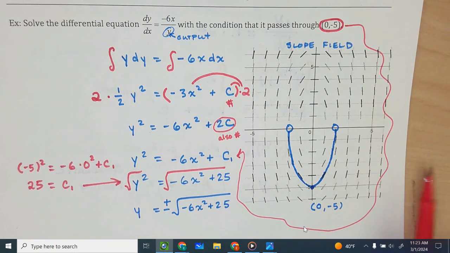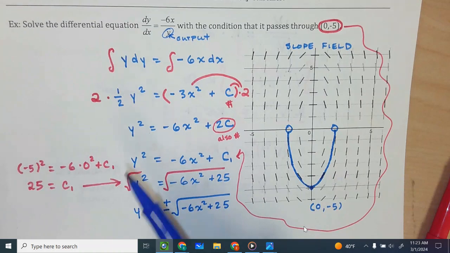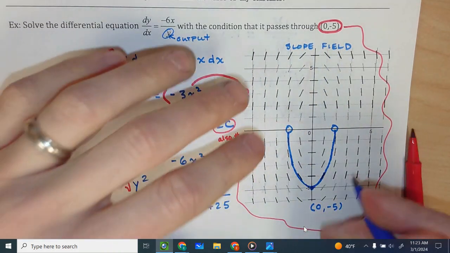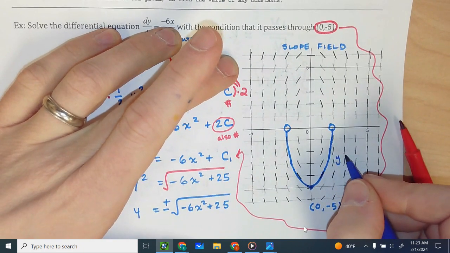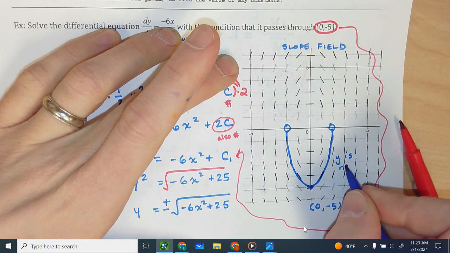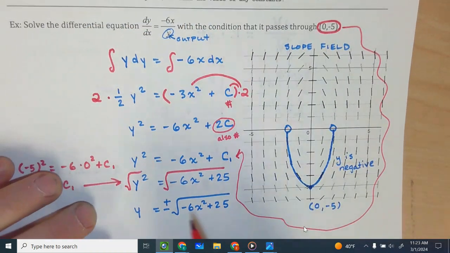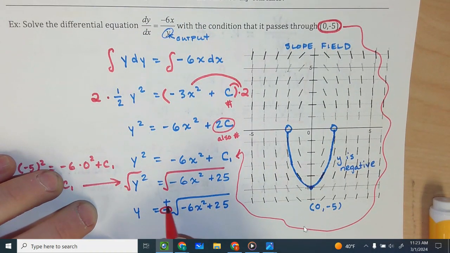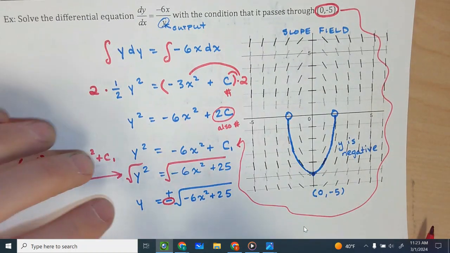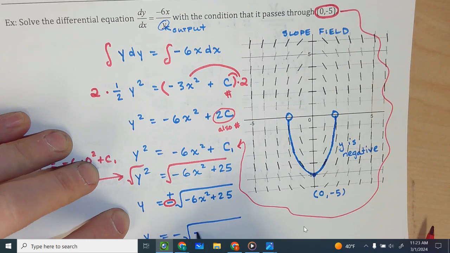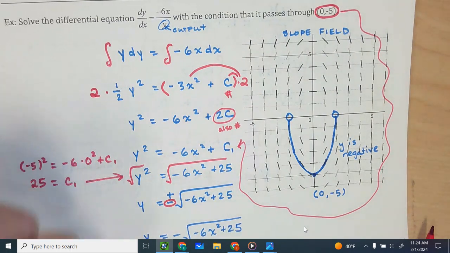We need to choose one. Here's what I would suggest. Look at the point we were given and the graph we ended up with. See how all the y values are negative? That means that you're going to choose the negative one. So our final answer is going to be y is equal to negative square root of -6x squared plus 25.